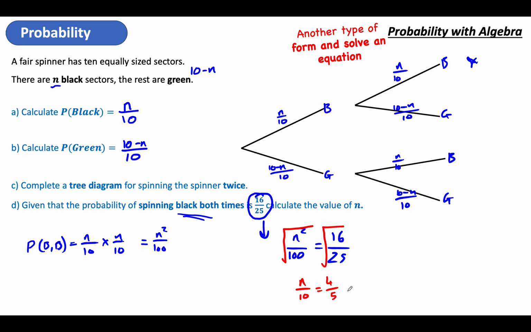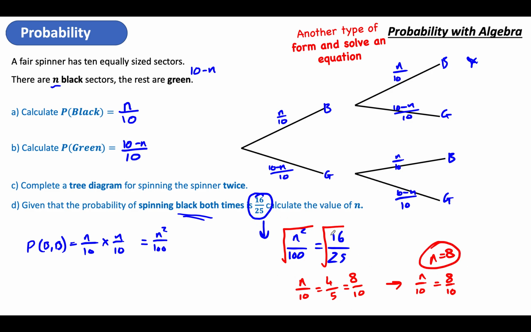At this point, there's a couple of ways we could do this, but I think the obvious way, if I double this fraction over here, I get 8 over 10. Just to put this together, I've got n over 10, I've got 8 over 10. N must be equal to 8. There's no other way that's going to work, is it? N over 10 equals 8 over 10. N must be 8. N has a value of 8.